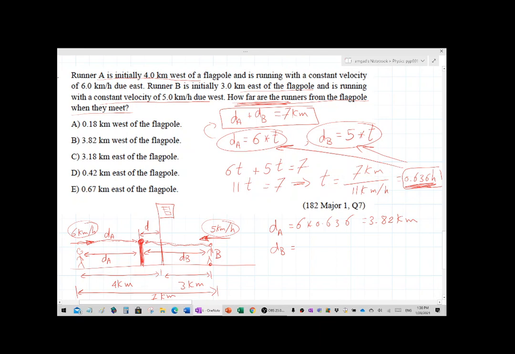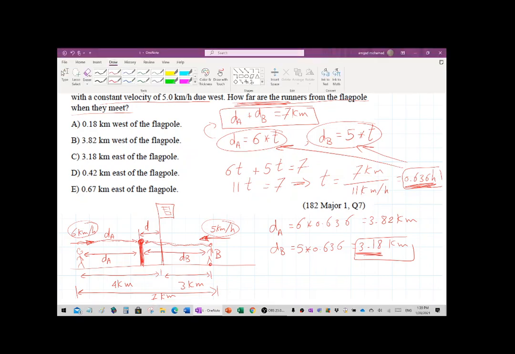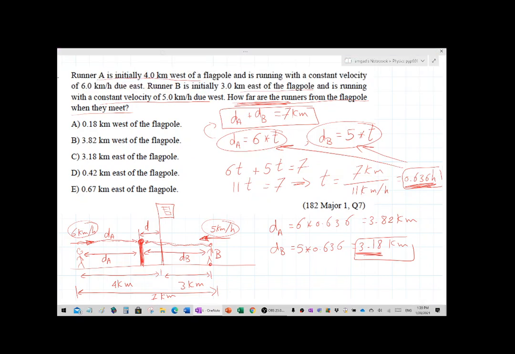Okay, dB also 5 times the 0.636. Let me do it. That's also 3.1818. We can approximate it also, or we can keep it 3.18, that's better, kilometer. So the distance B is 3.18 kilometers. What does it mean? Let me show you.